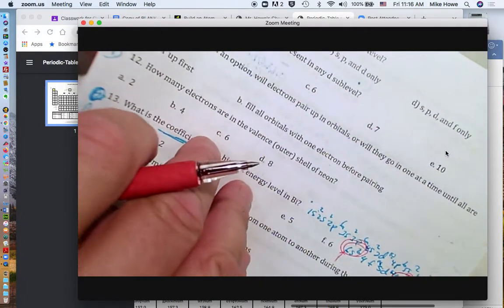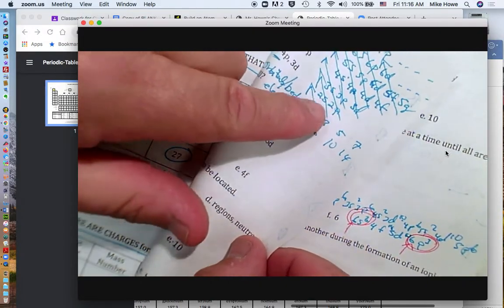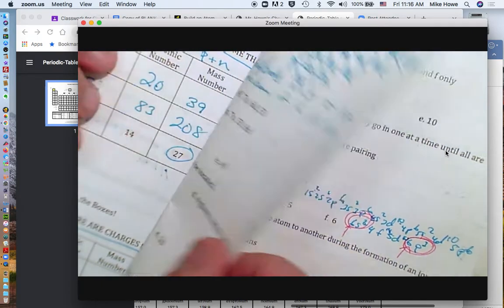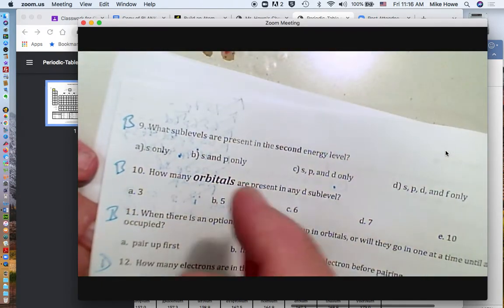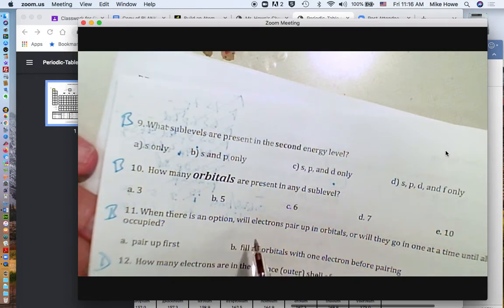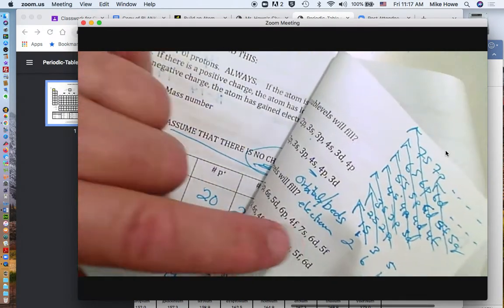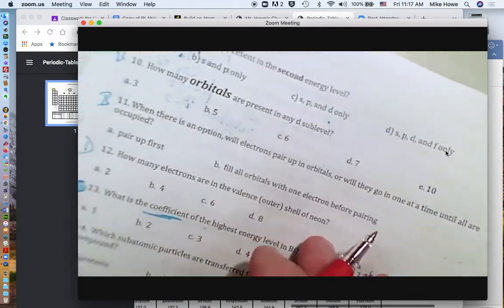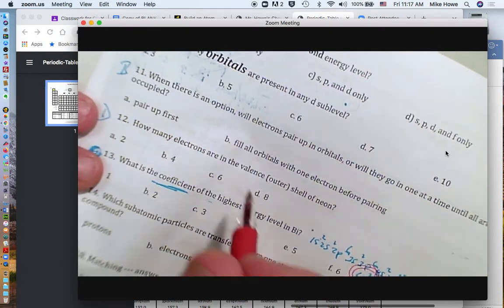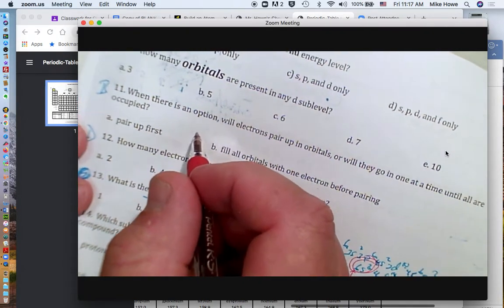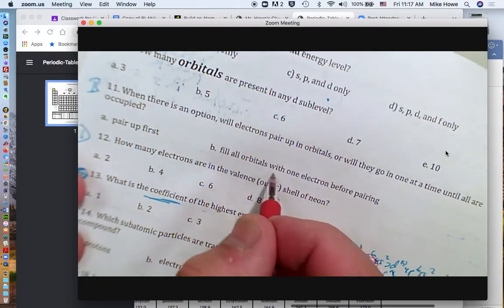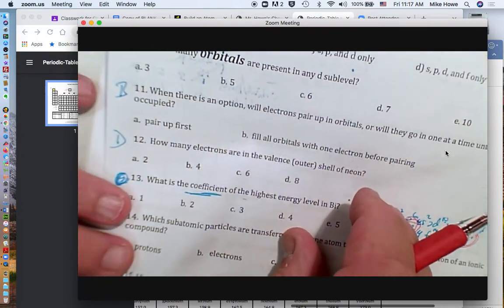All right, sublevels in the second energy level, there was an S and there was a P. So S and P only. Orbitals in any D sublevel, orbitals, that was the number of beds, so that'd be 5. When there's an option, will electrons pair up or go one at a time? Well, we just said that they go one at a time before they pair up.